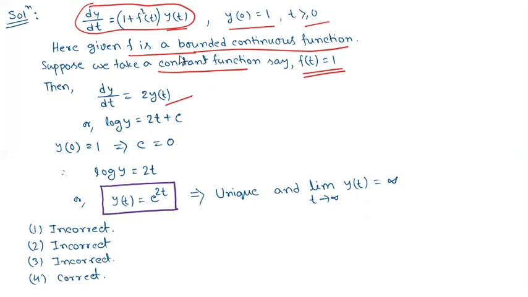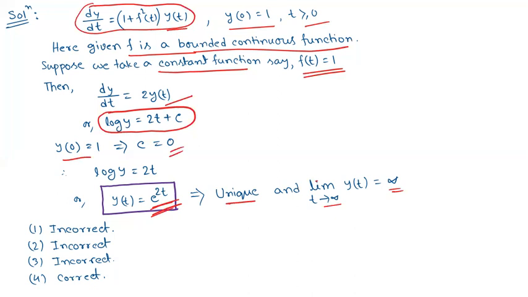So after solving this, we get log y equals 2t plus c. And using the condition y(0) equals 1, we get c equals 0. So simplifying this, y(t) equals e to the power 2t. This is obviously unique, and as t tends to infinity, the limit tends to infinity. Okay, now check the options.